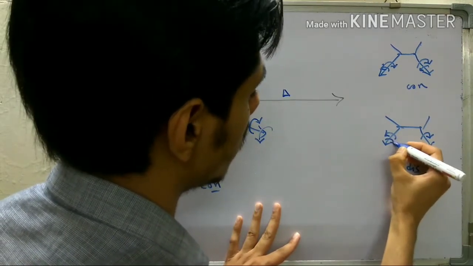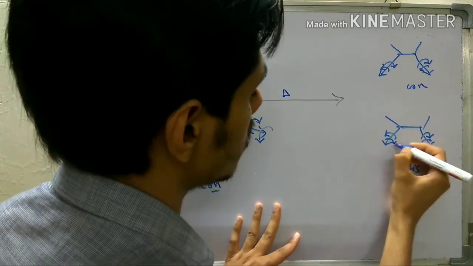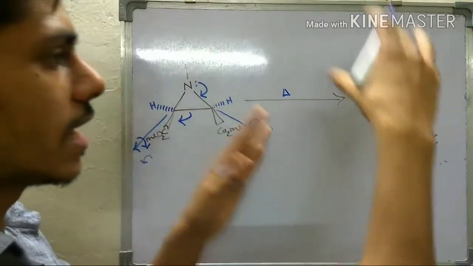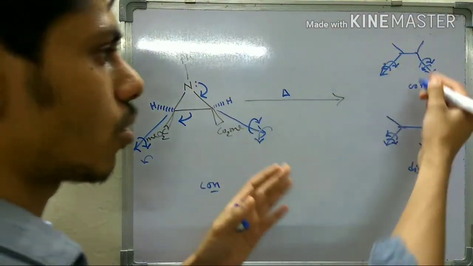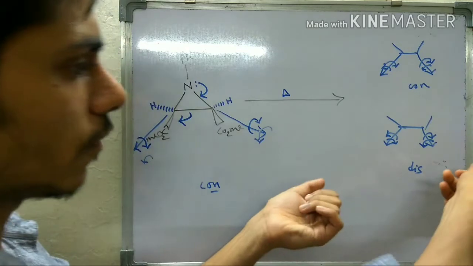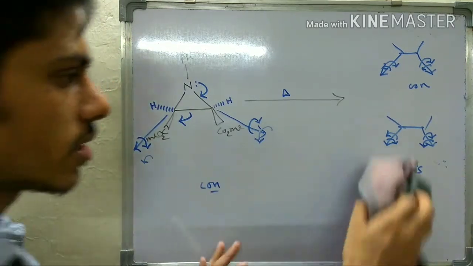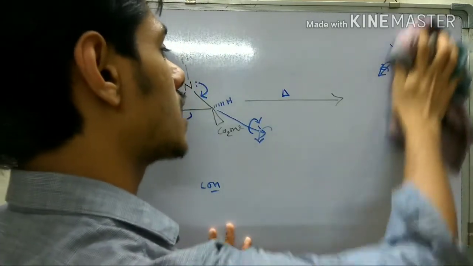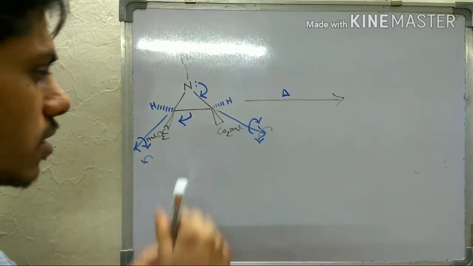Or it may be anti-clockwise and clockwise, or clockwise and anti-clockwise. That is, if both are clockwise, that is both are on the same side, then it is con-rotatory. But if they are on opposite sides, then it is dis-rotatory. So in this particular case, as predicted by the Woodward-Hoffmann rule for a 4π system, this is con-rotatory.